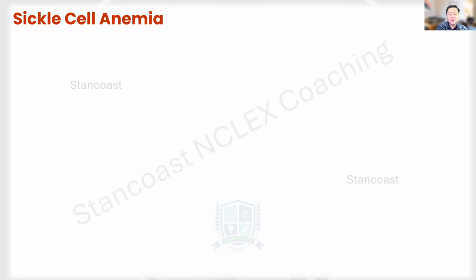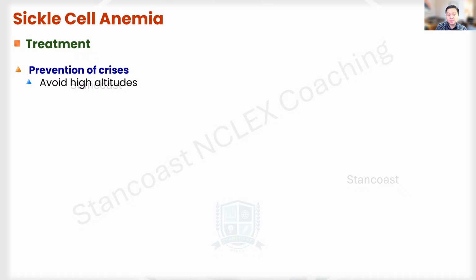Now, this time we're going to talk about the treatment of the sickle cell disease. Well, how are we going to do our approach here? Well, if we are going to do the prevention of the crisis, then there's so many, okay? One of those will be to advise our patient, make sure that we are educating our patient to avoid high altitudes, as we know that in higher altitudes there is lower oxygen levels. Low O2 levels can precipitate sickle cell crisis.